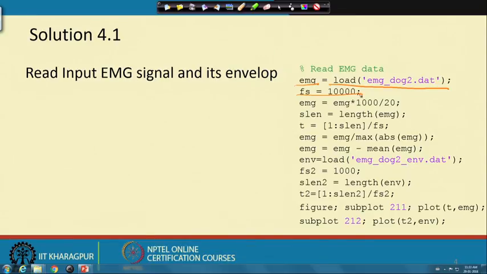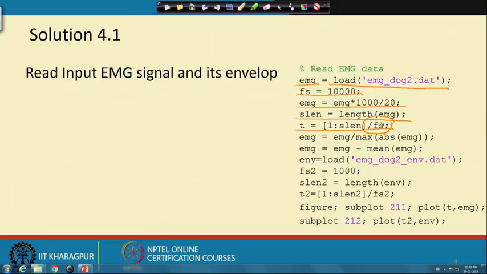So, we are scaling that signal here, and we are finding the length of the signal EMG, and with that we are finding the time axis. That is, 1 to the length gives the ramp, and multiplication with 1 by fs, that interval, gives the exact time points.